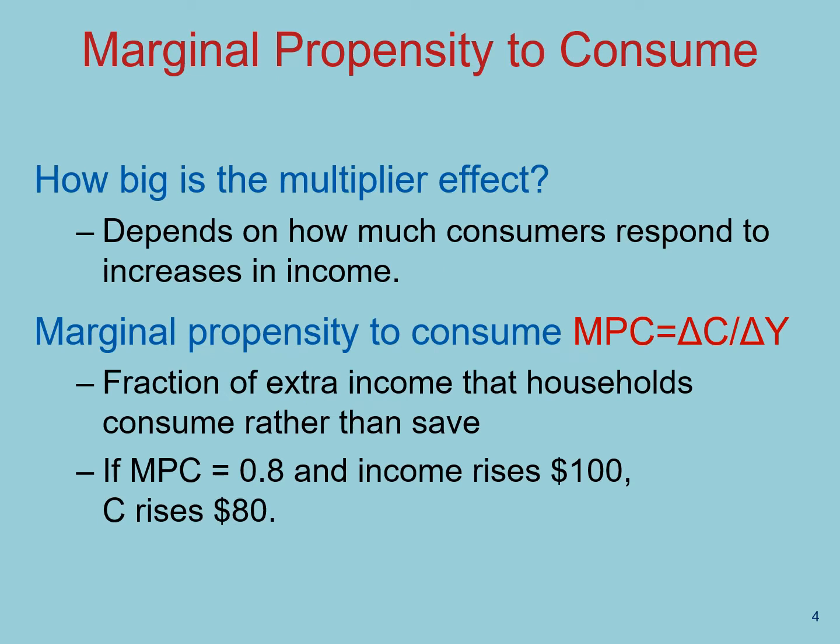So how big is the multiplier effect? The size of the multiplier effect depends on households' marginal propensity to consume, or MPC. Households who receive additional income will spend some of it. The ratio of the increase in consumption, delta C, to the increase in income, delta Y, is that measure. If MPC equals 0.8, households who see their income raised by $100 will spend $80.